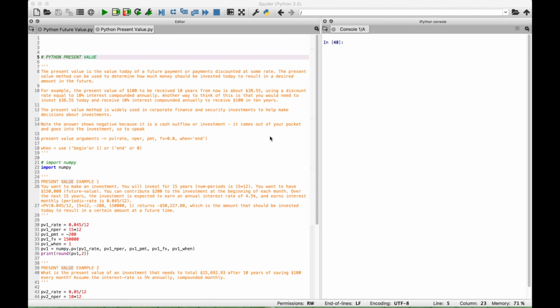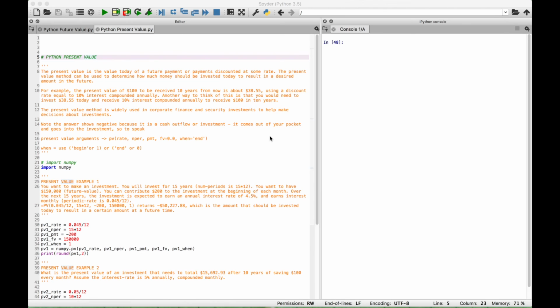For example, the present value of $100 to be received 10 years from now is about $38.55, using a discount rate equal to 10% interest compounded annually. Another way to think of this is that you would need to invest $38.55 today and receive 10% interest compounded annually to receive $100 in 10 years. The present value method is widely used in corporate finance and security investments to help make decisions about investments.